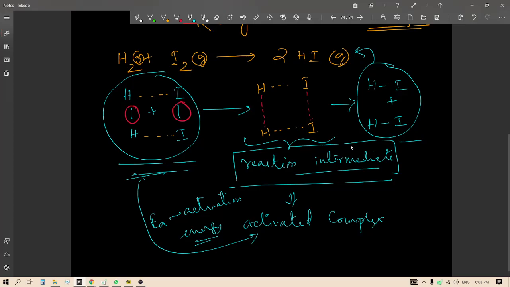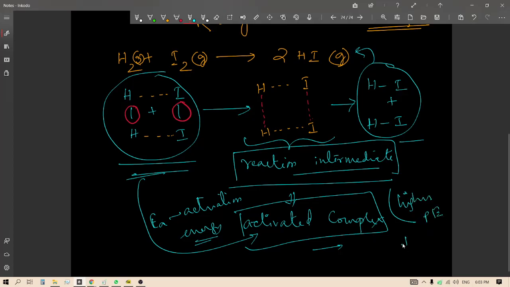Now, whenever I speak of the term activated complex, remember one thing: these are at a higher energy than the reactant molecules. So by default, the activated complex has a higher potential energy than the reactants.